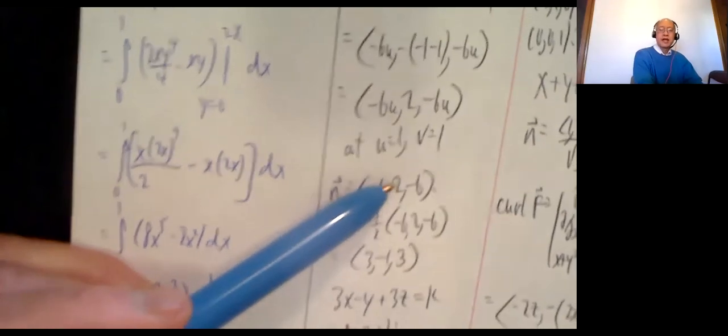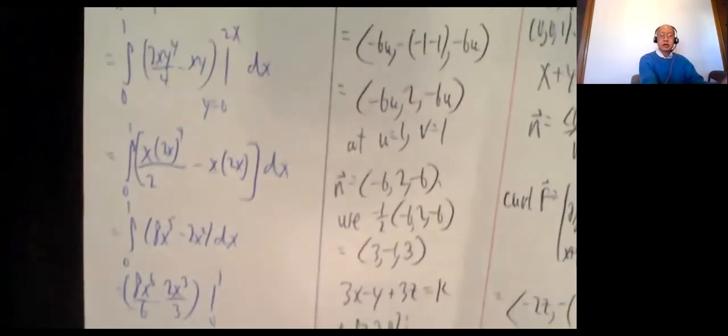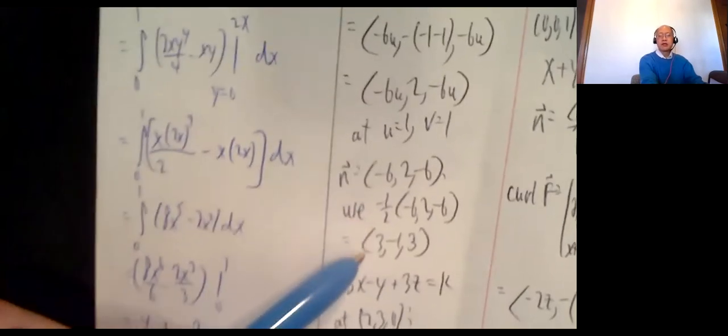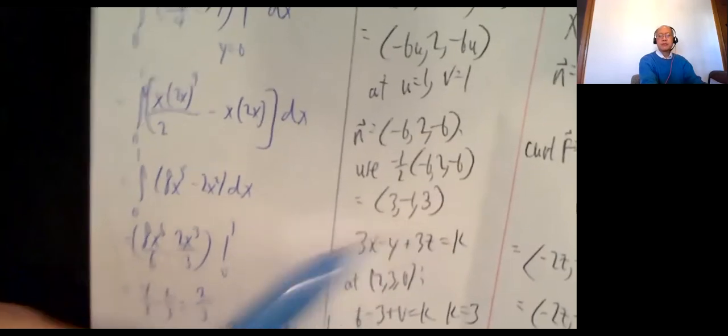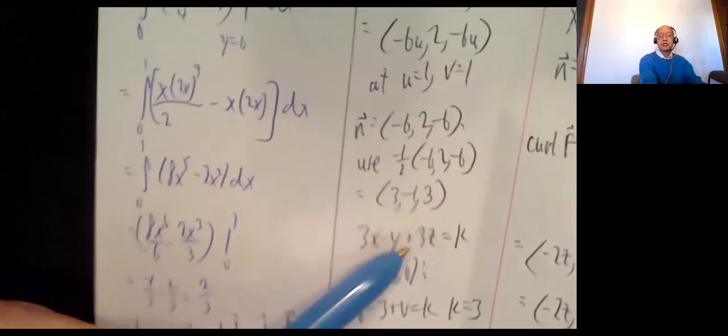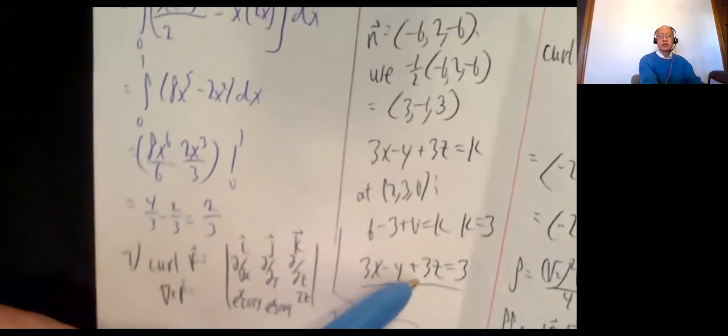Okay, that is a normal vector. You're allowed to pick any normal vector that's a scalar multiple. So I decided to pick negative 1/2 times that, which is (3, negative 1, 3). So 3x minus y plus 3z equals k. At the point (2, 3, 0), plug in (2, 3, 0), you get k is 3. So 3x minus y plus 3z equals 3.